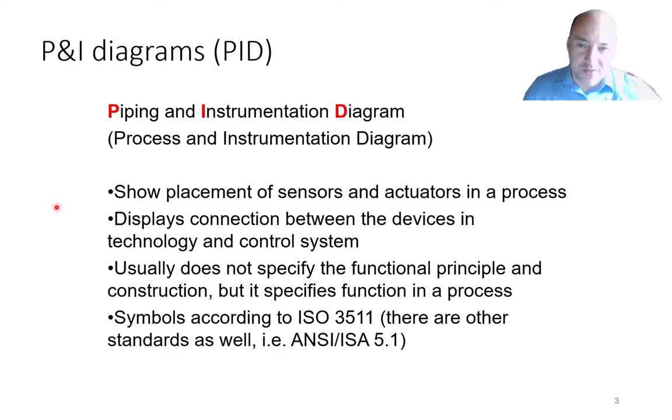So what does it mean if we are talking about P&I diagrams? Well, it stands for piping and instrumentation diagram. So this diagram is telling us what are the connections, what are the pipes in our process, and what is the instrumentation. So it is like a block diagram that is explaining how the process works, and also what variables and where do we measure them in the process.